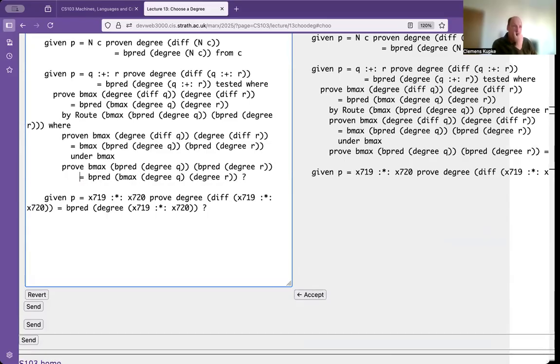And then we get the interesting sub-goal where we've got rid of diff. All we're doing is talking about degree Q and degree R. And we've got some kind of distribution going on relating B pred and B max. And we're in need of an aha moment, right?